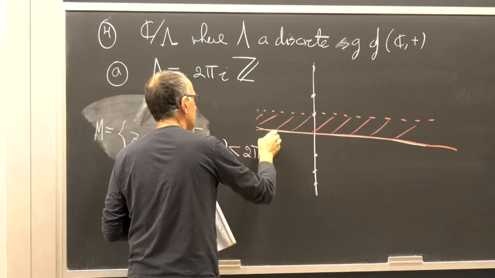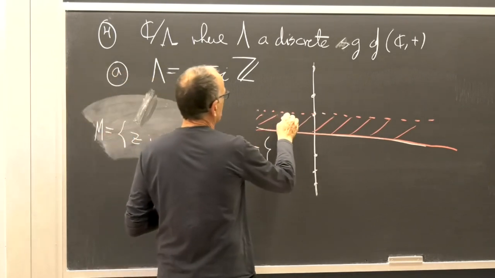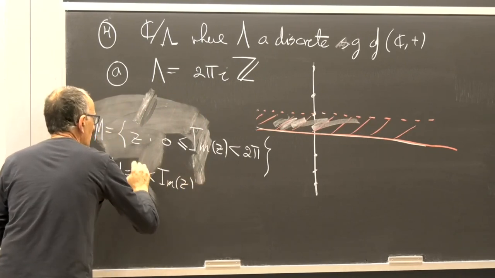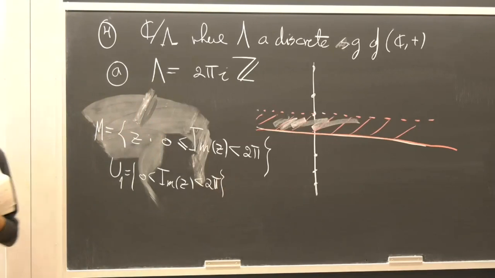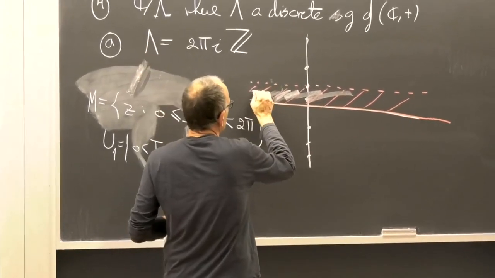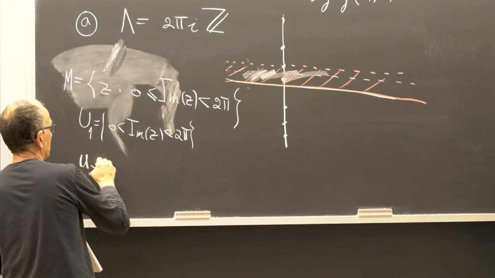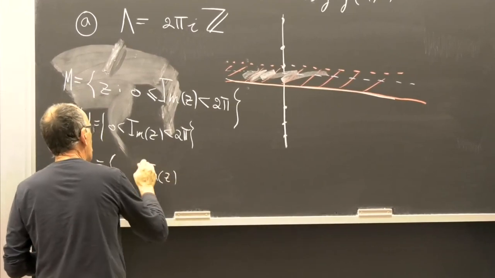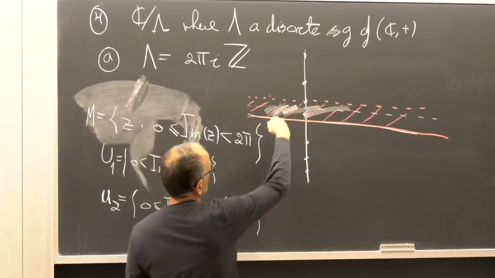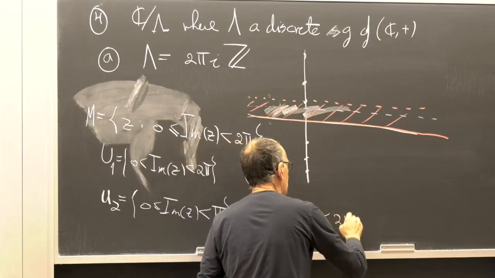the imaginary part is between 0 and 2 pi. And now the charts that I could give, the first chart will be U1, to be 0 less than Im z less than 2 pi. And for the second chart, I just have to cover, to do the gluing. There are several ways of doing it, but we can just, let's say, cut here in the middle. And the second chart, I hope I'm having it right, is Im z greater or equal to 0, less than pi, let's say, union the upper part. So it will be Im z greater than pi, less than 2 pi.